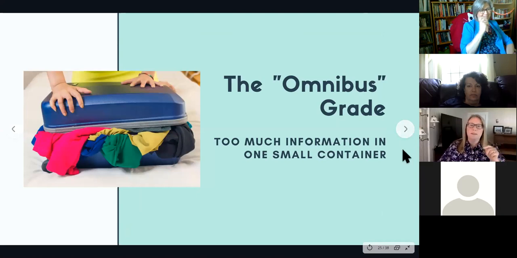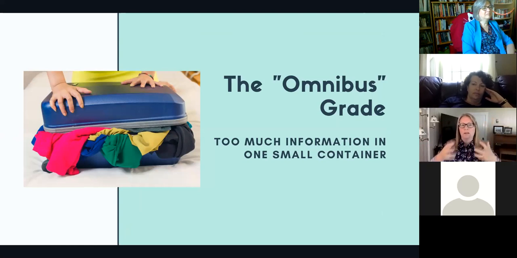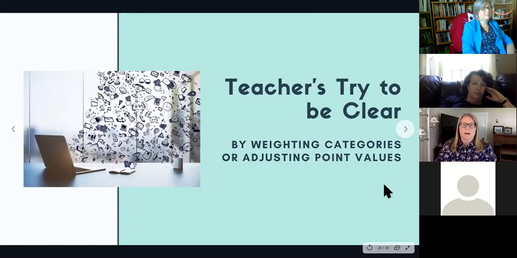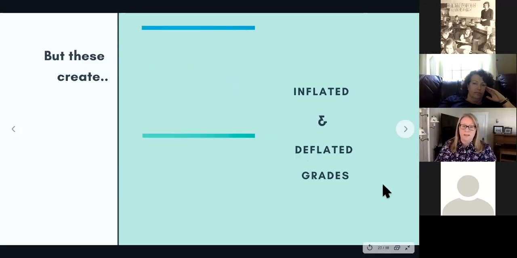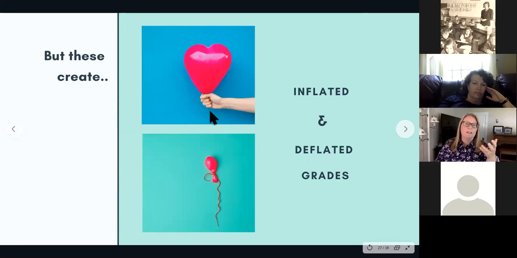So the other thing he talks about is the omnibus grade, which is that we have too much information in one small container. And as teachers, we try to be clear, and we try using weighting of categories or adjusting of point values to make it fair and clear to kids, but it turns out not to be as much, because this often can create inflated and deflated grades for kids.